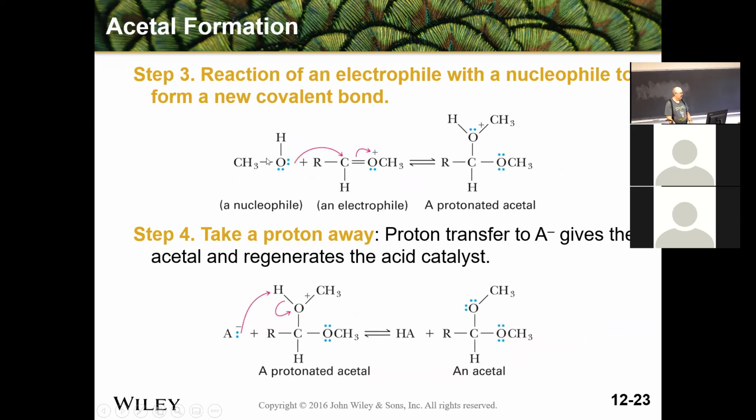Right, then another alcohol attacks. We form another protonated acetal, oxonium ion, and then a base or water removes this extra proton, and we end up with the acetal.